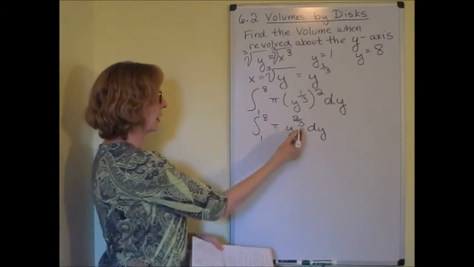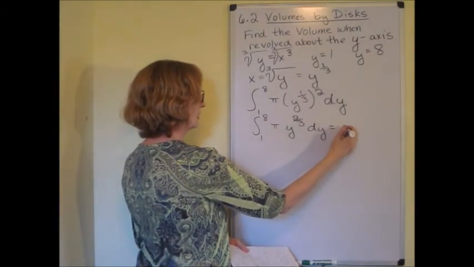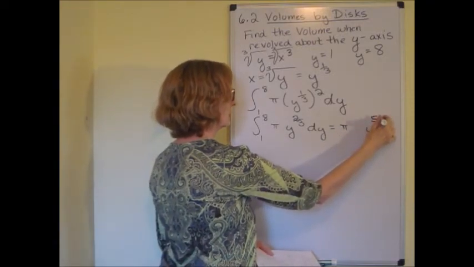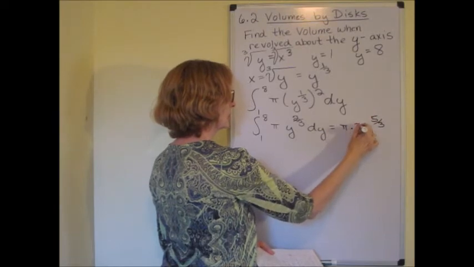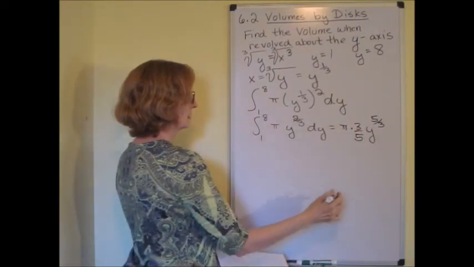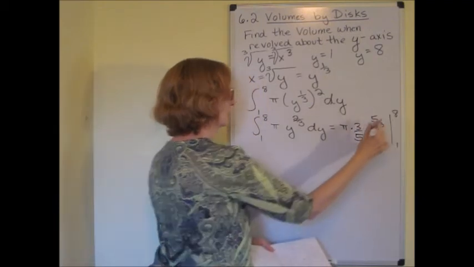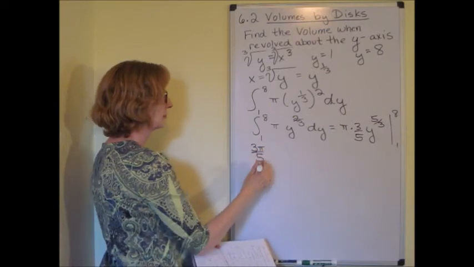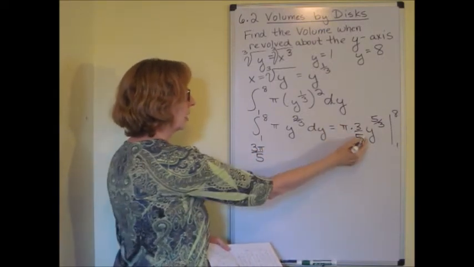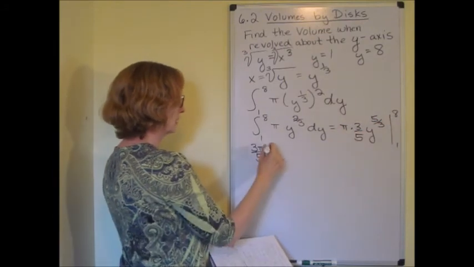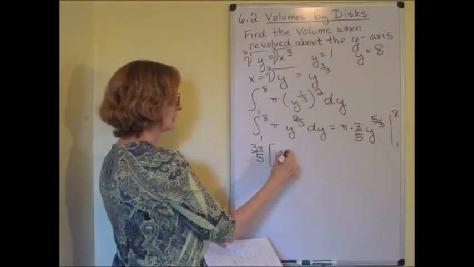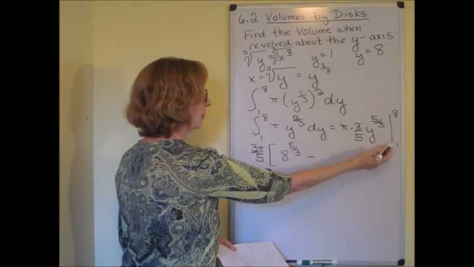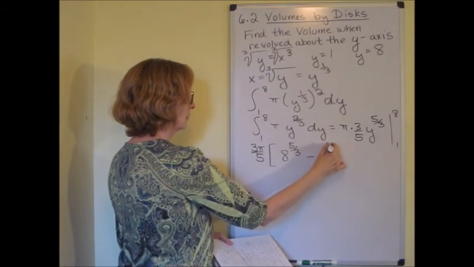And the integral here, we'll raise it by 1. That's going to give me pi times, let's see, y to the 5/3 times 3/5, again from 1 to 8. So that's 3 pi over 5. And then I have y to the 5/3. Let's go ahead and pop in our 8 first. So that's going to be 8 to the 5/3 power minus, and then we'll pop in our 1 to the 5/3 power.